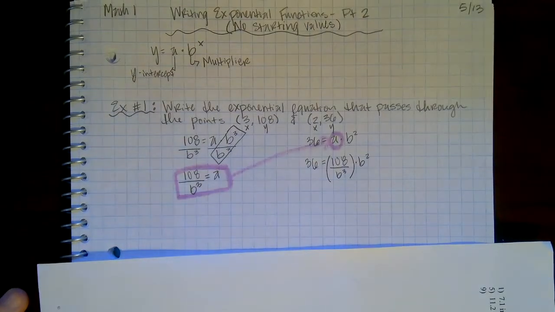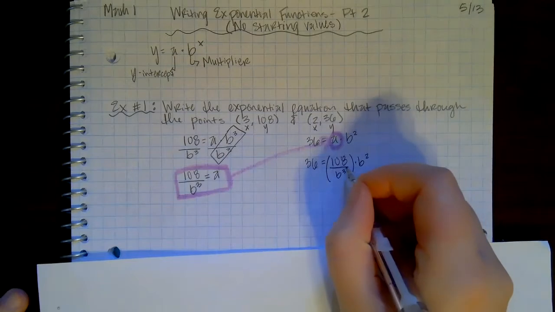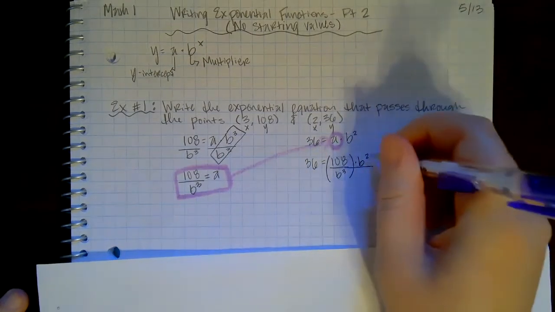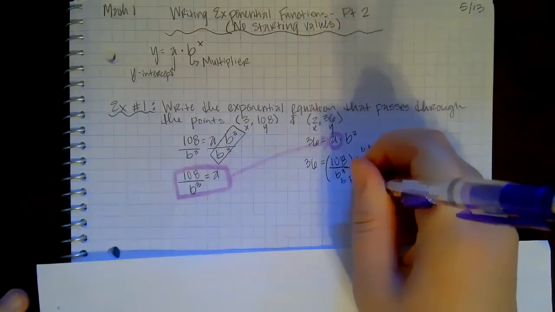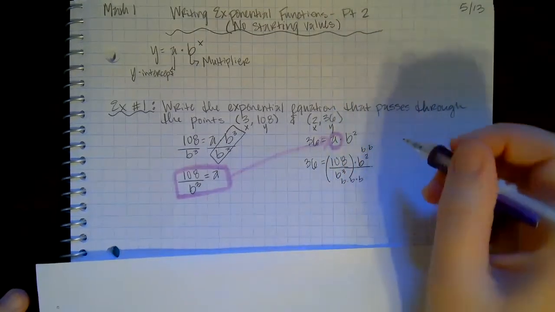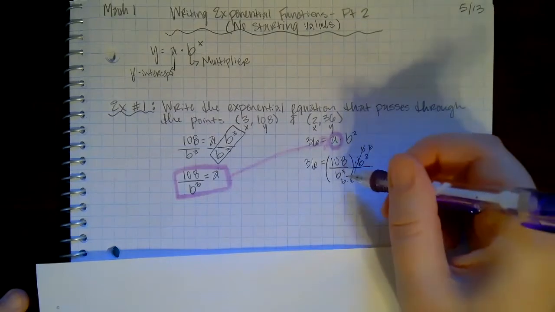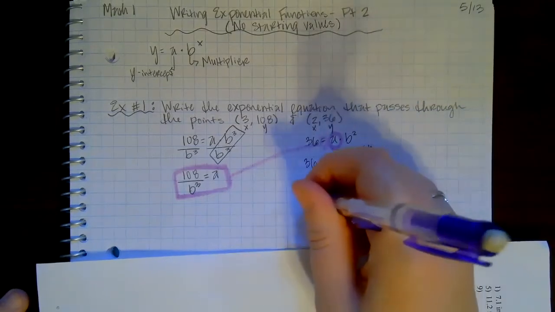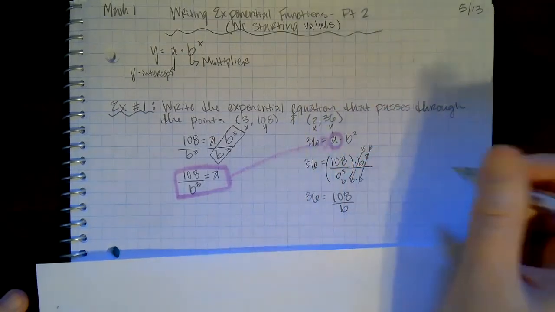Now I can simplify. If I simplify here, I can multiply straight across so that it looks like this. B squared means b times b. On the bottom, b cubed means b times b times b, right? So I can make a giant 1, another giant 1, and then I have 1b left on the bottom here. So I have 36 equals 108, and then I have 1b left on the bottom.